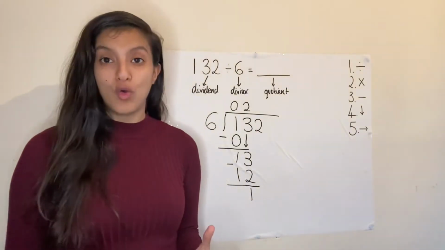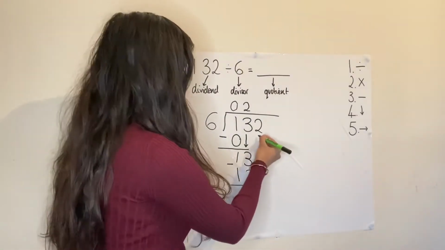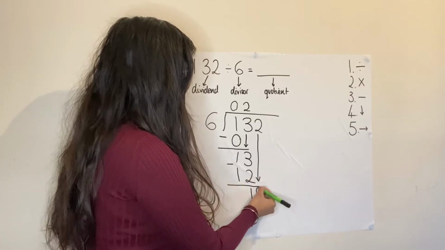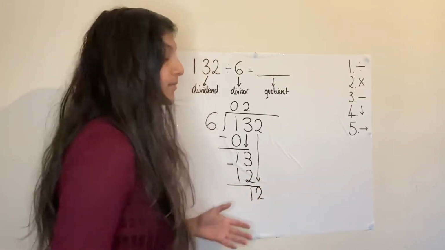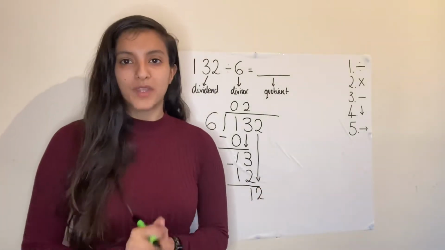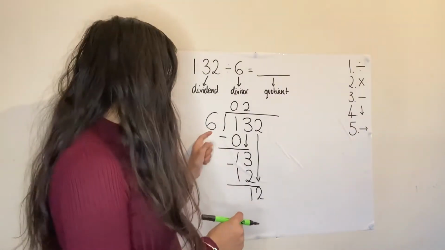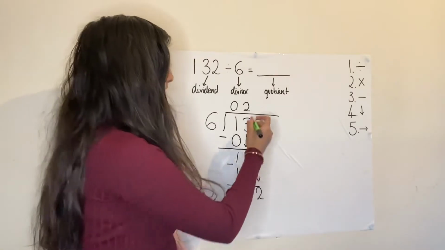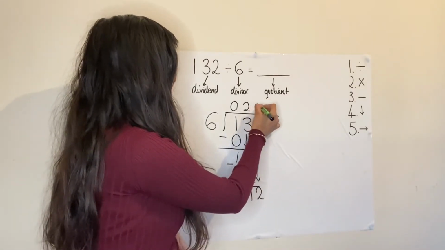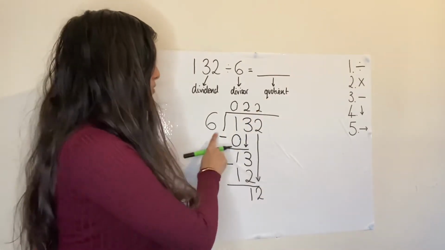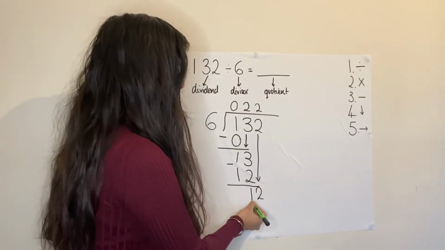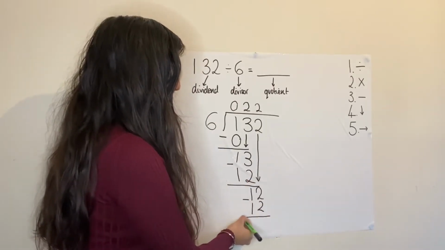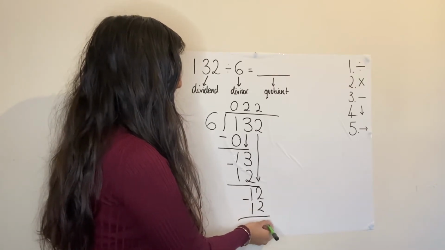Step number 4 is to bring the next number down. So I'm going to bring the next digit in my number down. Step number 5 is to go all over again. So now I'm going to see how many times does 6 go into 12. 6 goes into 12 twice. So I'm going to put my 2 over here. Step number 2 is to multiply. 6 times 2 is 12. Step number 3 is to subtract both of these numbers together. 12 take away 12 equals 0.